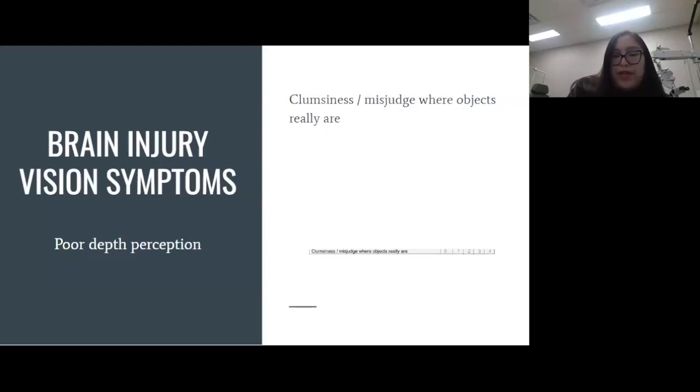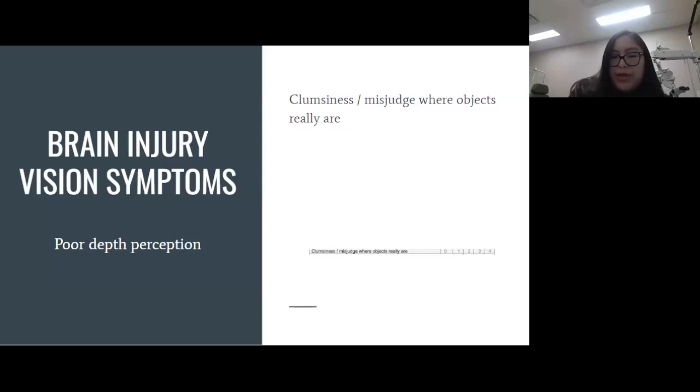Now, if after an injury you're noticing some clumsiness or that you're misjudging where objects really are, you may have poor depth perception. It may be long-standing, or again, that tolerance has been lowered. Or you may now be shutting off or suppressing one eye, meaning that your two eyes aren't able to work together to perceive depth. This can throw off a lot of things in your day-to-day life.